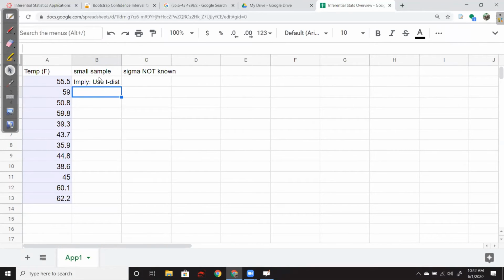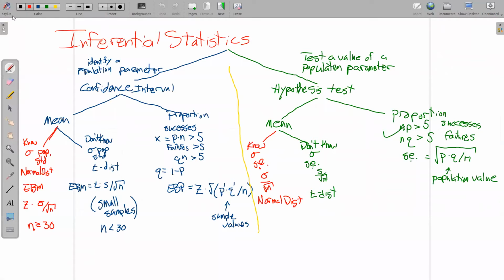Okay, so this is just some notes to me to figure out where I am in my flow of what I know about information in the inferential statistics. So I'm estimating a parameter, right? So they asked me to identify a parameter, and I'm doing a mean, and I don't know sigma, and the sample size is small. Okay, so I'm in this branch right here. So I'm going to have to apply this formula here, where I take a t-score times the sample standard deviation divided by the square root of sample size to get the margin of error. So let's build that.